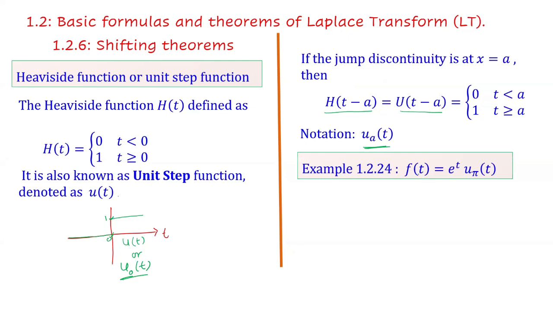Now when functions are given, we can express them with the unit step functions. From the definition, u_pi(t) is 0 when t is less than pi and 1 when t is greater than or equal to pi. Therefore, when e to the power t is multiplied, it can be written in this form. When some function is given in this form, we can convert it with the unit step function and then calculate the Laplace transform.